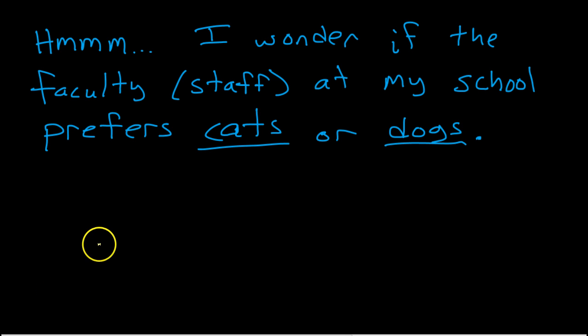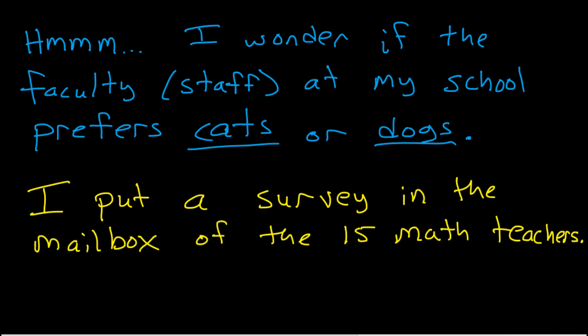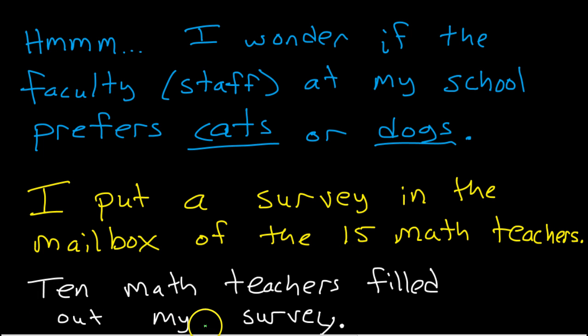Okay, I don't have time to ask every single faculty member at my school if they prefer cats or dogs. So I decided to just ask the math teachers. I'm going to put a survey in their box and kind of hope that they fill it out. There are 15 math teachers. But I guess some of them were too busy to fill out my survey because I only got 10 responses. Only 10 people filled out my survey. Boom. Now the question is, what is the population and what is the sample?